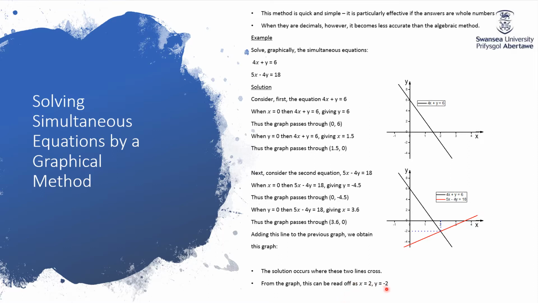Now, you can check these numbers by putting them into here. So 4 lots of positive 2 is 8, plus minus 2 is 6. So therefore, it looks right. And if you want to double check yourself, you can substitute those numbers into equation 2 here.